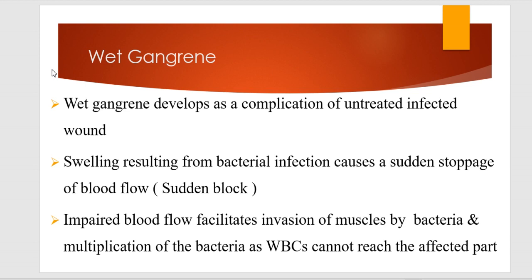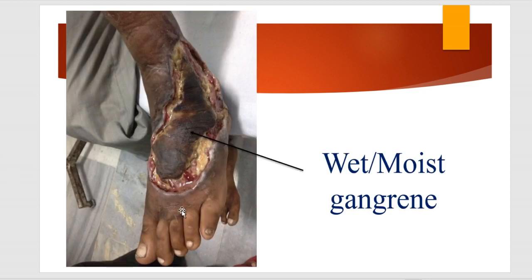Emboli are one of the causes of sudden block. The superadded bacterial infection may again lead to sudden block. This impaired blood flow facilitates the invasion of muscles by bacteria, and the bacteria multiply very fast. Why? Because due to impaired blood supply, the WBCs cannot reach the affected part, so phagocytosis is impaired.